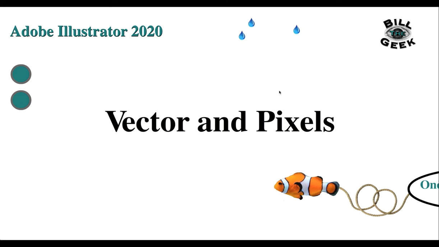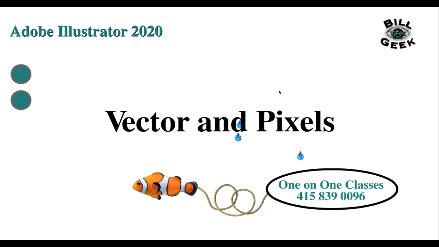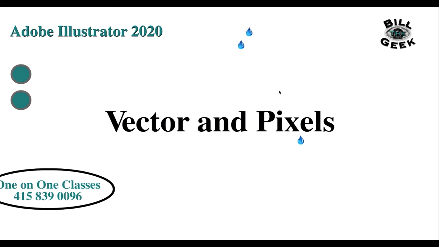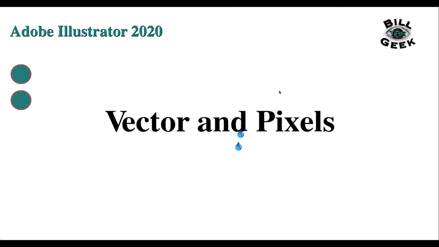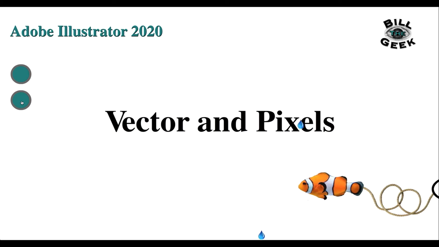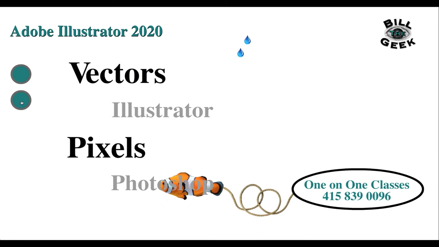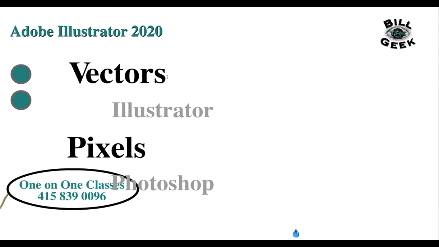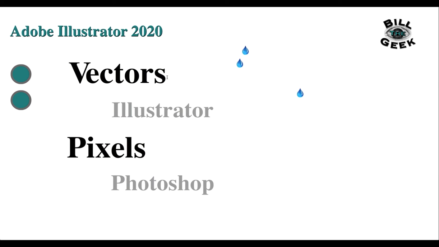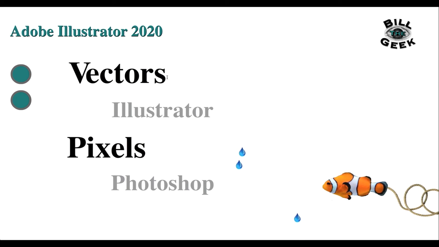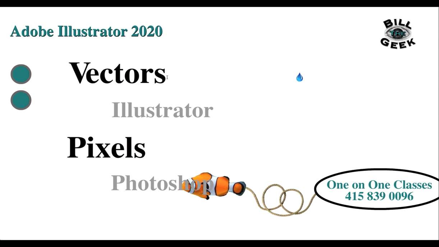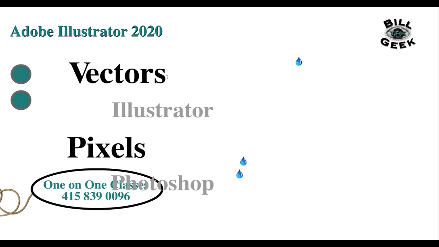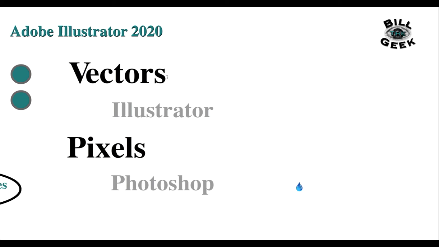Welcome to Adobe Illustrator 2020 with Bill the Geek. And I just want to talk about the major differences between vectors and pixels, because in Photoshop, that's a totally different animal. In Illustrator, you work with vectors, and vectors are all made up of little lines and little points, and these things are called paths and anchor points. And pixels are little squares that come together to make up a picture. And you manipulate these things in totally different fashions.